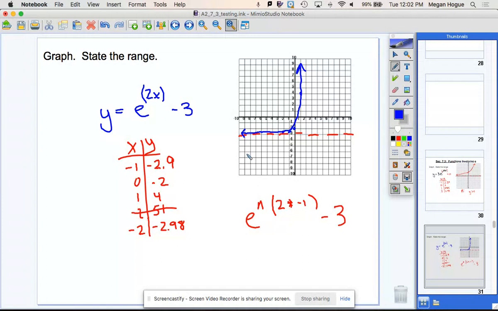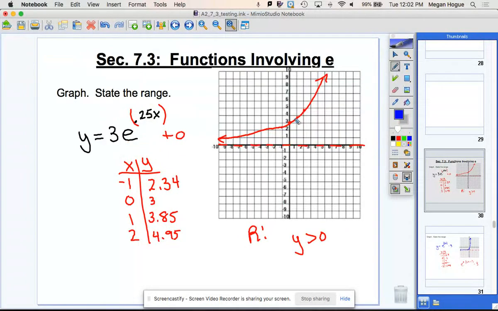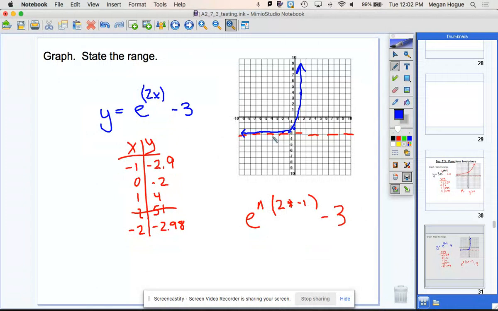What types of graphs have these been so far? Growth or decay? Growth, because they're both going up. If I look at both of these, this one's increasing slowly, but it's increasing left to right. This one much steeper, it's increasing left to right. So both of these are growth.